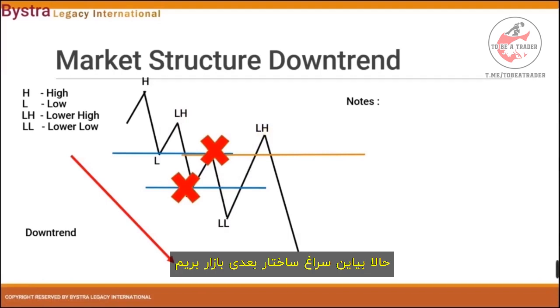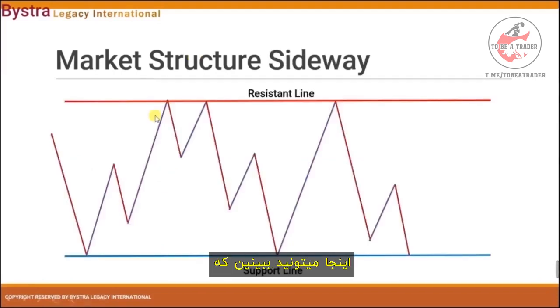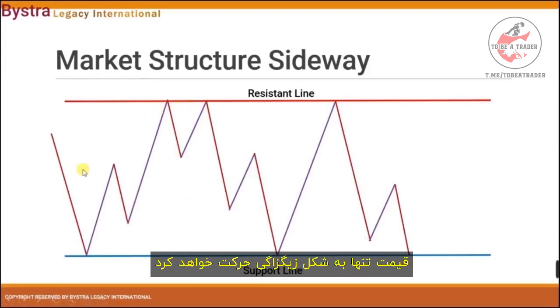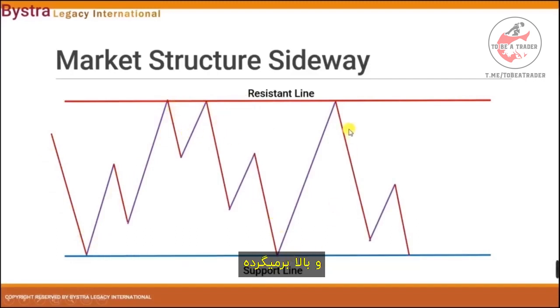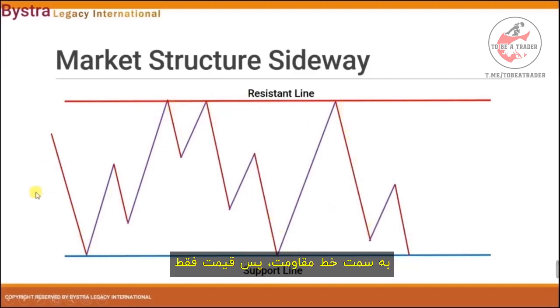Now let's move on to the next market structure, which is sideways. From here you can see price will only move in a zigzag motion, where there is a resistance line and a support line. Price will move towards the support line, go up to the resistance line, come back down to the support line, and go back up towards this resistance line. So it only moves within this zone.